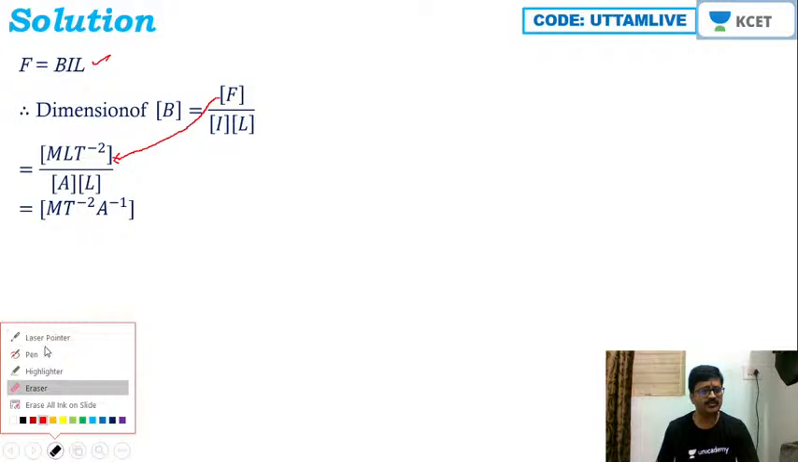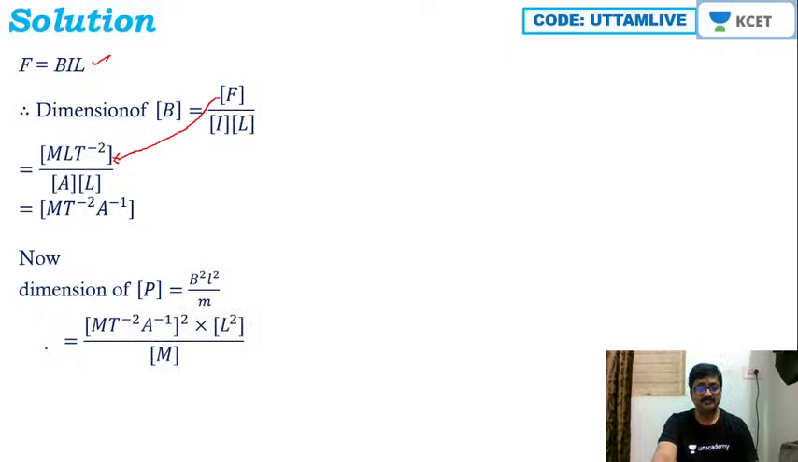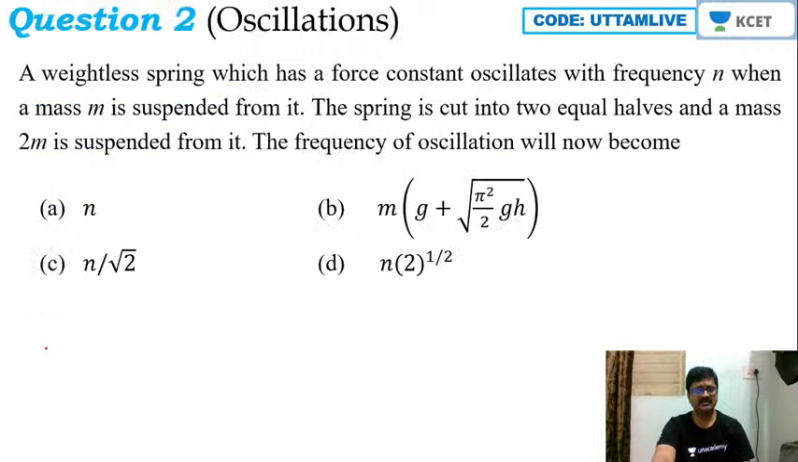Now let us progress to the next part, that is the equation for P. The dimensions of P will be equal to B square L square by M. B has a dimension of M T raised to minus 2 A raised to minus 1, so I'll take the whole square of it, into L square, that is the dimension of length, divided by capital M, that is mass. Combining these, we obtain M L square T raised to minus 4 A raised to minus 2. So this happens to be option B here. Hopefully I'm clear on this part. Now let me move on to the next question.